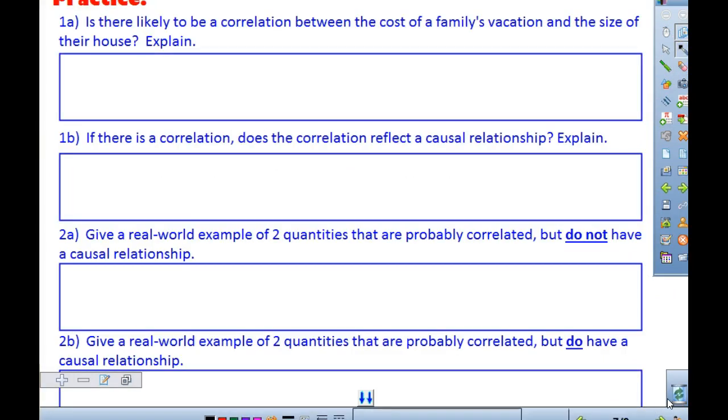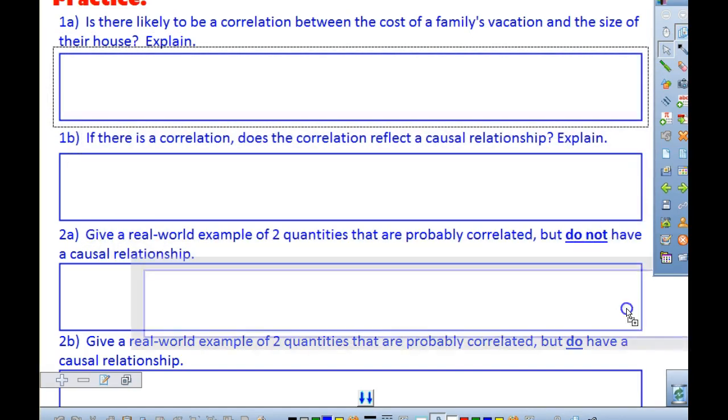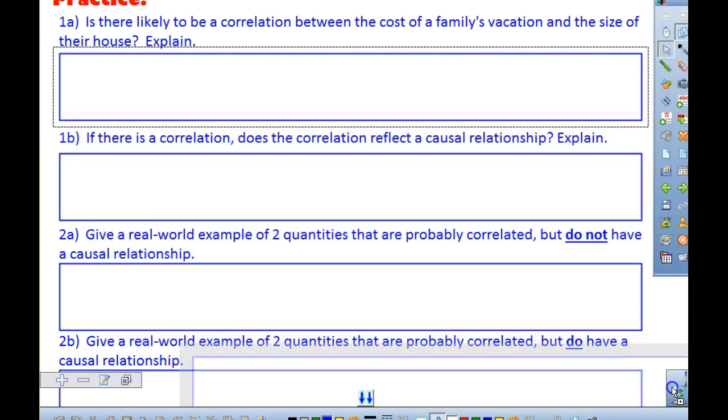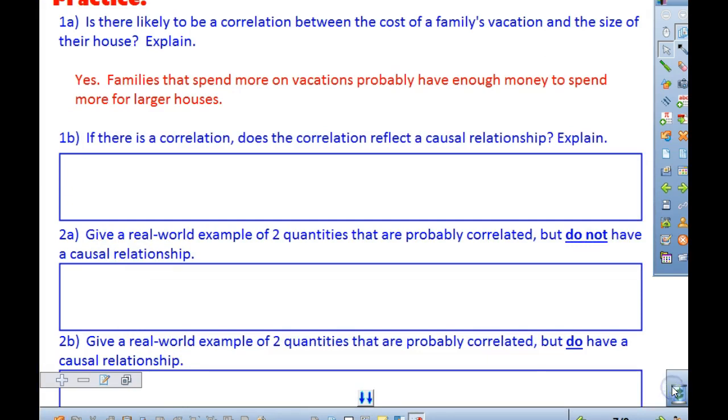So, that next part in your notes, they are asking us, as we take a look at this, is it likely to be a correlation between the cost of a family vacation and the size of their house? So, cost of family vacation and the size of their house. What do you think? No. So, correlation. You think if you have a bigger house, you might be going on vacation? So, maybe a correlation. Right? But does it cause it?